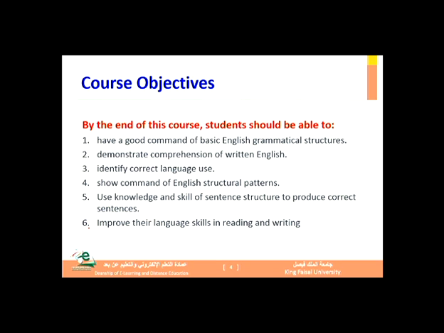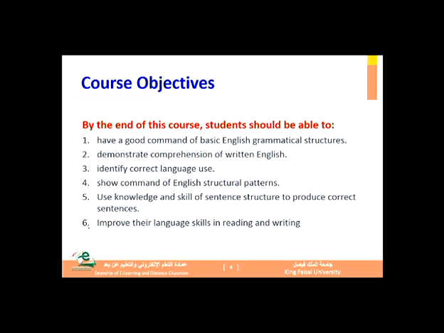So at the end of this course, or basically the objective of studying such a course is, number one, the student, by the end of this course, should be able to have a good command of basic English grammatical structure. As I said, the focus of this course is to strengthen your grammatical language in the sense that we try to understand each and every possible English pattern, sentence structure in terms of grammar, of course.